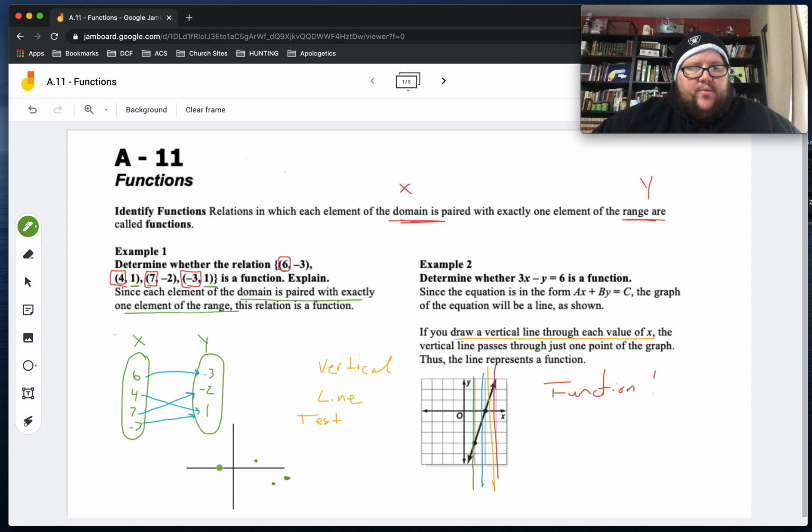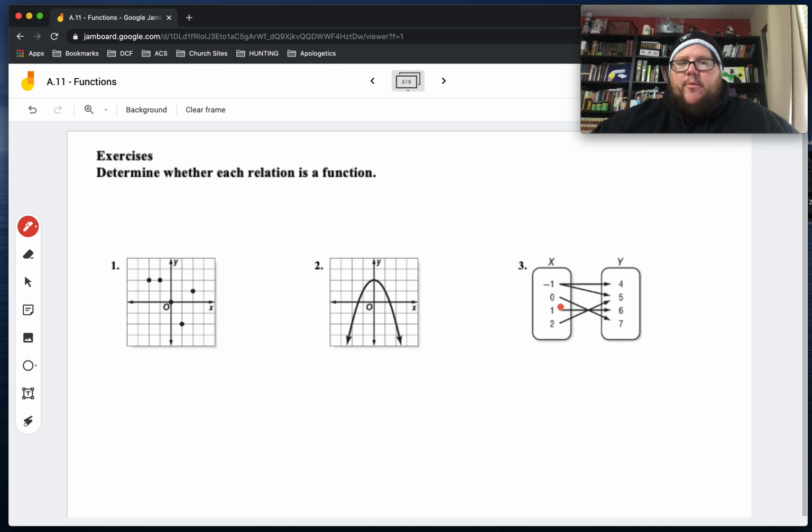And -3, 1 would be here. So we have a graph here. If I were to draw a vertical line through each of these points, if you notice, my vertical lines, my dotted red lines, they only go through one point. That's a quick way to determine if it's a function or not. So we're going to go over and do some examples, and then we'll do some problems together.